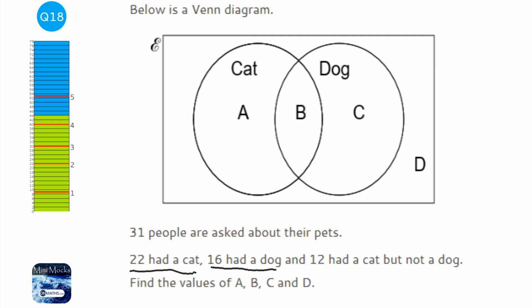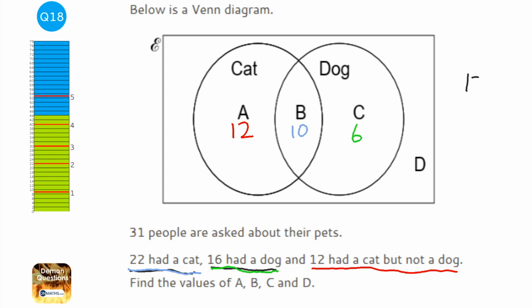But this piece of information here will help us start. So it says 12 had a cat but not a dog. So this is going to be 12 here. The next one we can now fill out is this one. 22 had a cat. Well, if 12 didn't have a dog, that means that 10 must have had a dog as well to make that add up to 22. Now we can then fill out this one, which says 16 had a dog. Well, if 10 of them also had a cat, that leaves 6 people who've just had a dog.